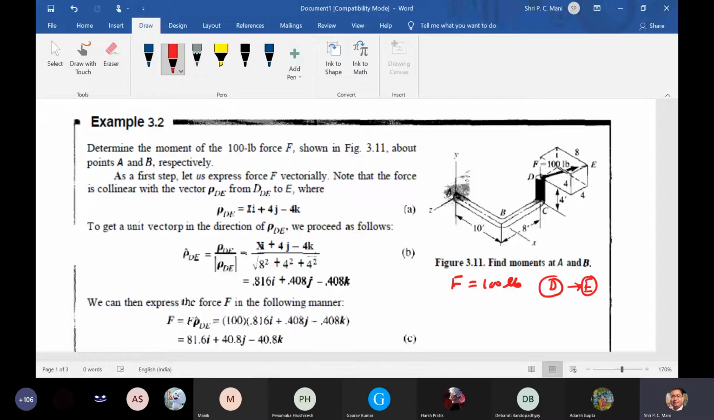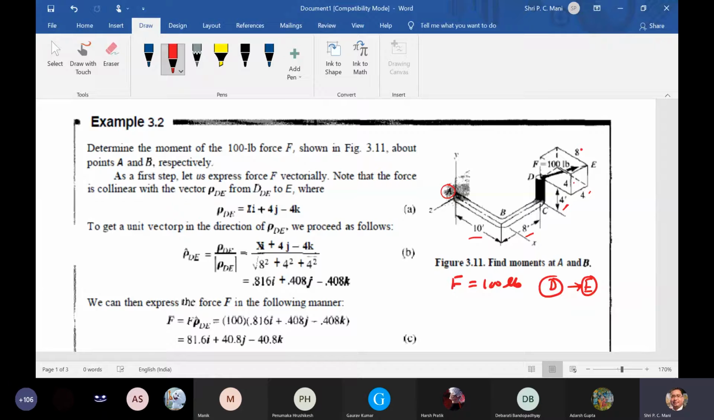So from A to B it is given as 10 feet, B to C is 8 feet, and C to D is 4 feet. Similarly, here it is given 8 feet, and this to this is 4, and the height is 4. So the box on point D has length, width and height of 8, 4 and 4.